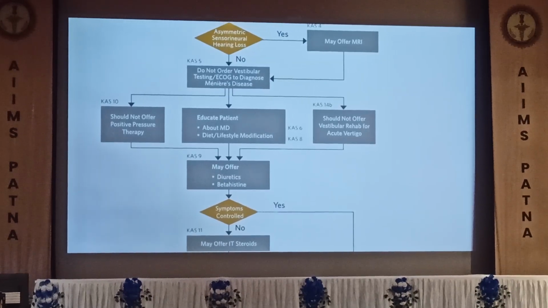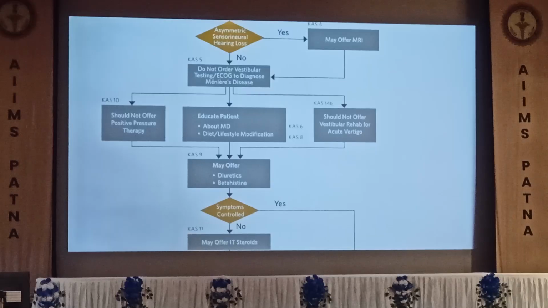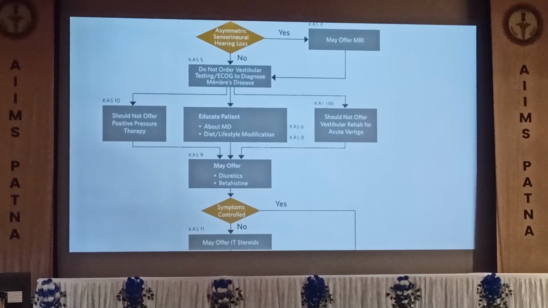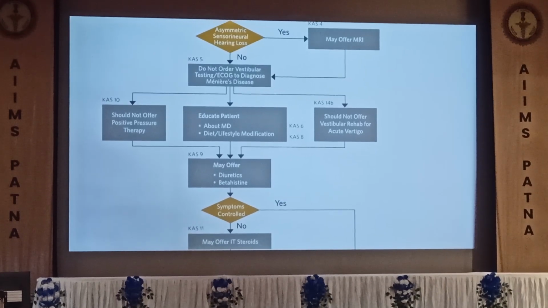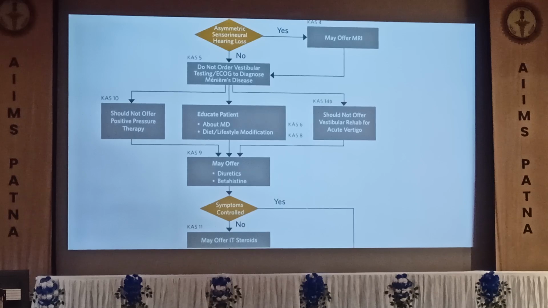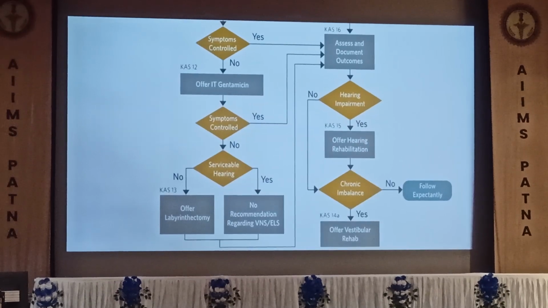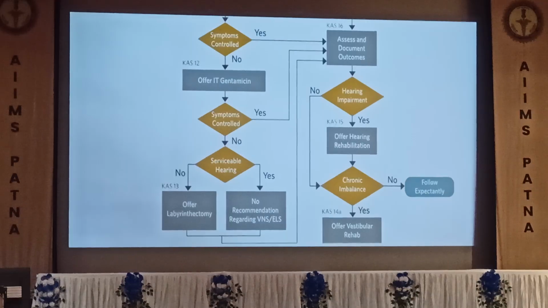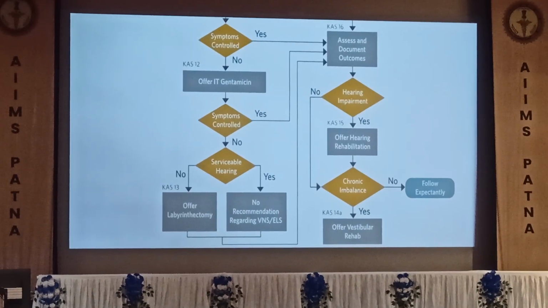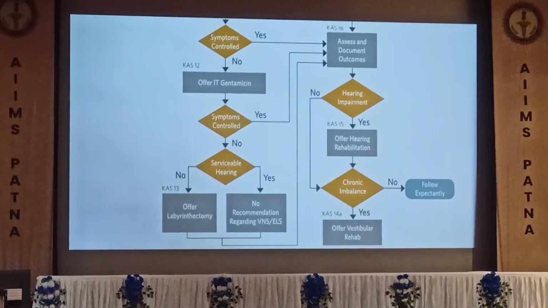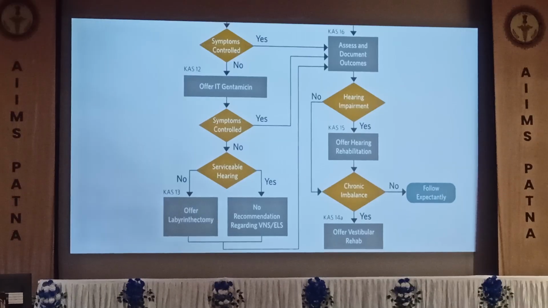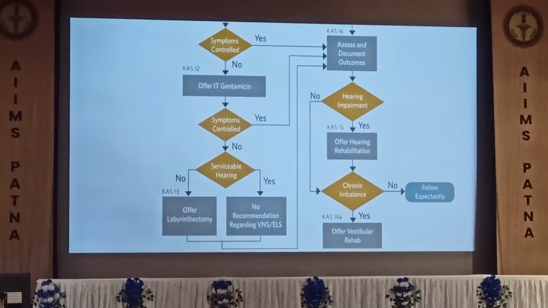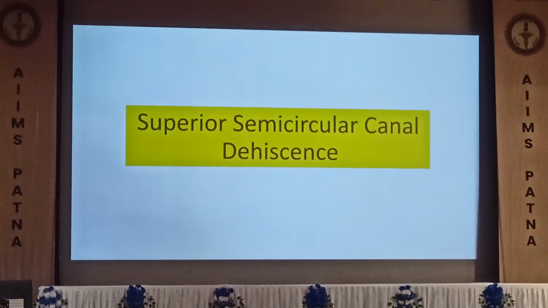Educate the patient, give them lifestyle modification advice, offer them diuretics and betahistine. Symptoms control good? No, go for steroid. If no, go for gentamicin. Again, if no, then go for your ablative procedures, and finally you can rehabilitate them using implants also. So that's what the guideline tells you about Meniere's disease.